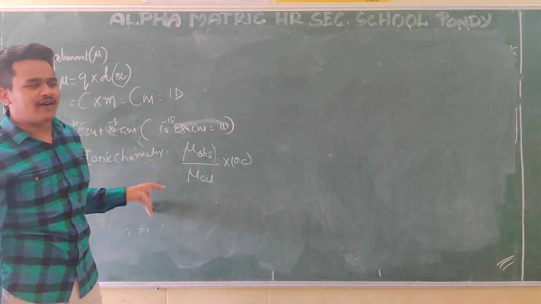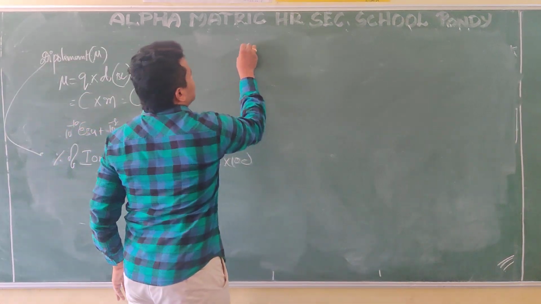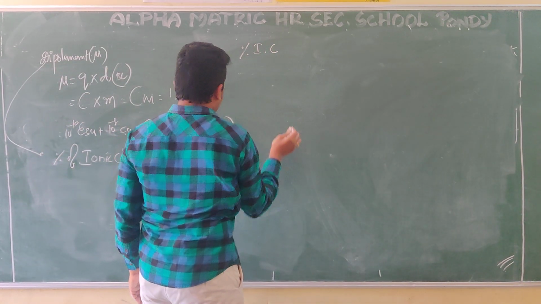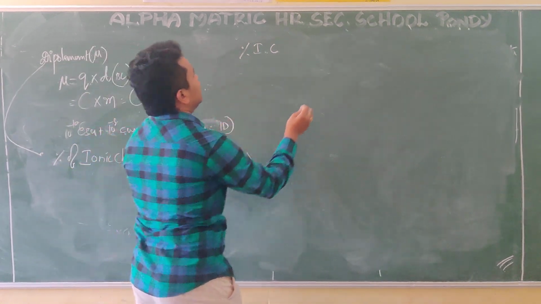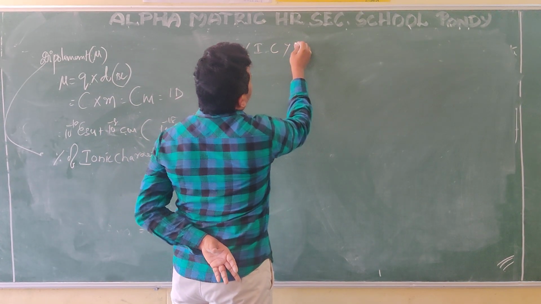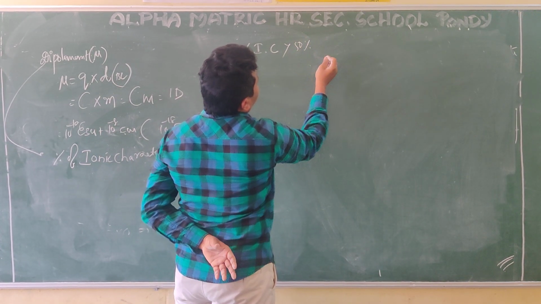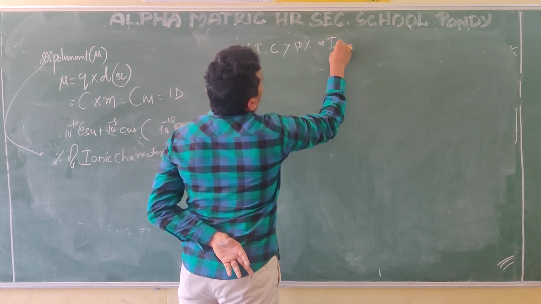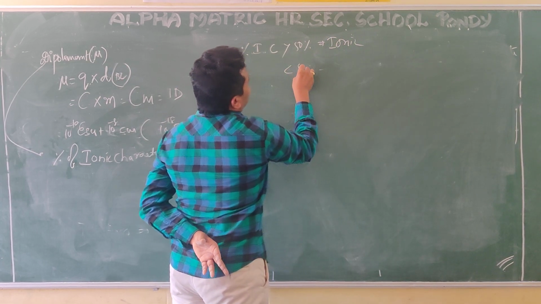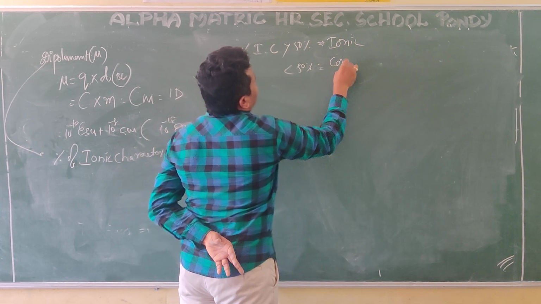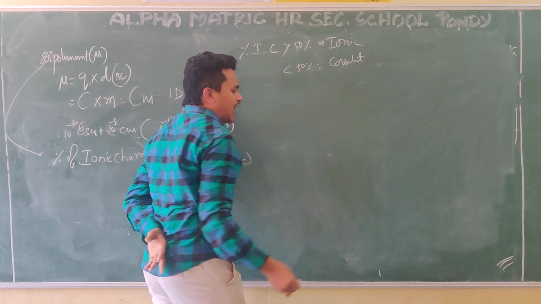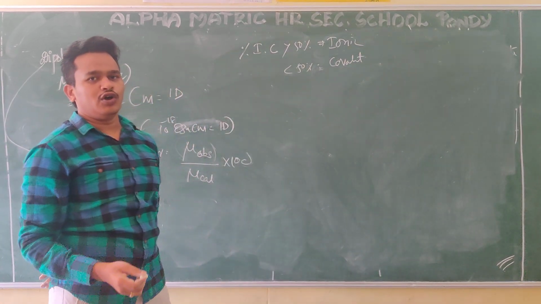Why are you using this percentage of ionic character? Whatever the value coming, if it is more than 50% then that will be ionic. If it is less than 50% then that will be covalent. That is why the dipole moment percentage is useful.